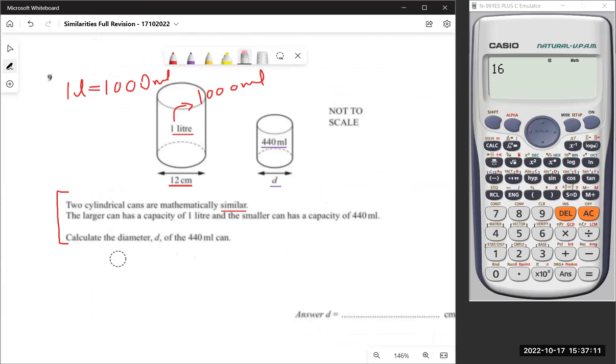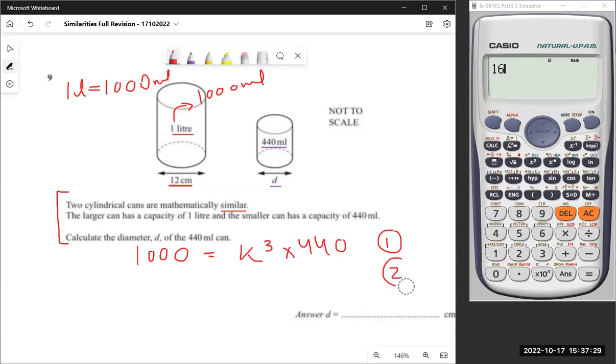Now our first equation, Zara, is going to be 1000, the bigger one, again, equals K cubed into the smaller one, which is 440. Any questions, any one of you? Lula, Safa, Diana? No. First question done.